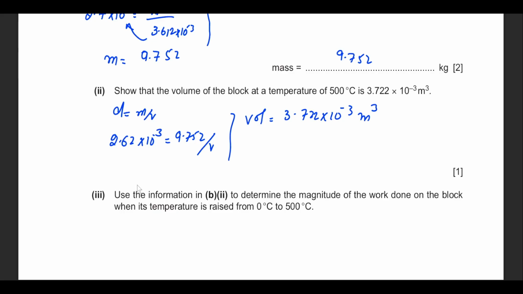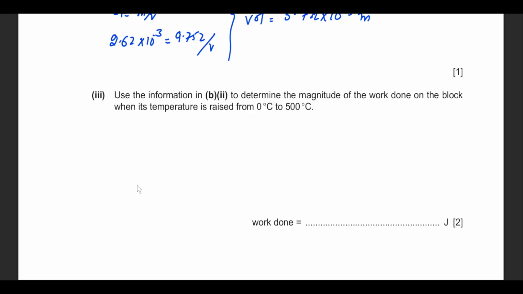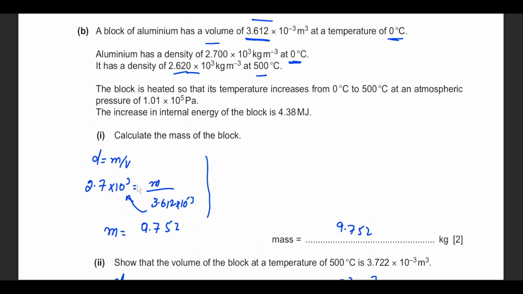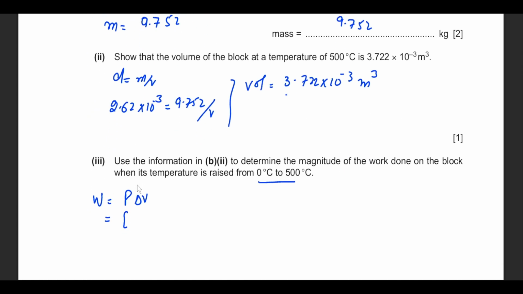The next part we have is part 3. Use information in B2 to determine the magnitude of work done on the block when its temperature is raised from 0 to 500. Now, the formula for work done is very simple. P delta V. The atmospheric pressure is mentioned in the question here. And the change in volume experienced by the block is going to be this and this.